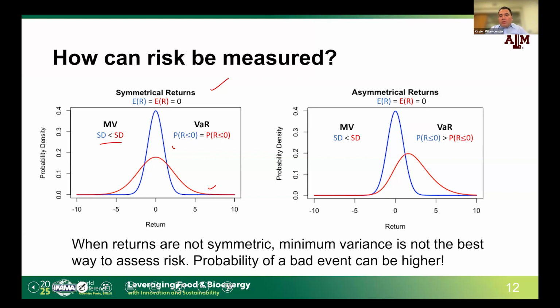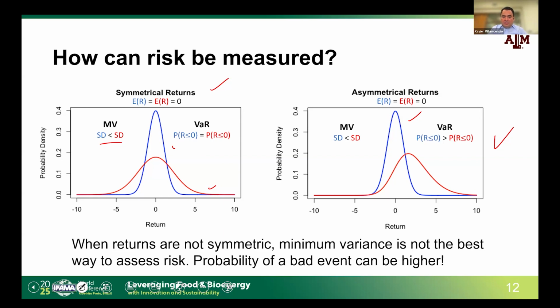However, when the returns are not symmetrical, which is what we usually see in reality, okay, we can have a situation like this graph, in which I have the blue distribution, which has a lower variance. Both distributions have the same mean, the same expected value. We can have the situation in which I have a distribution with a lower variance, but with a higher probability of a bad outcome, okay?